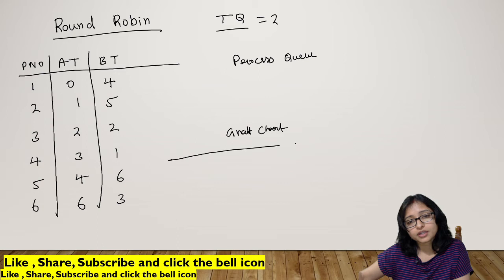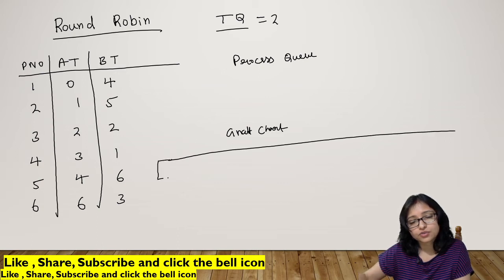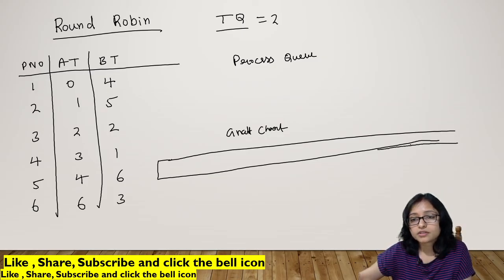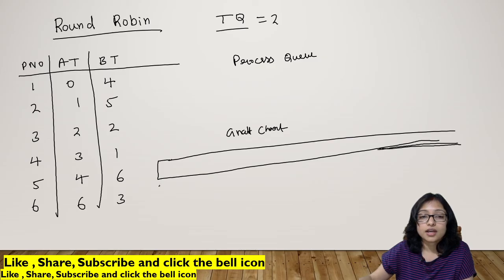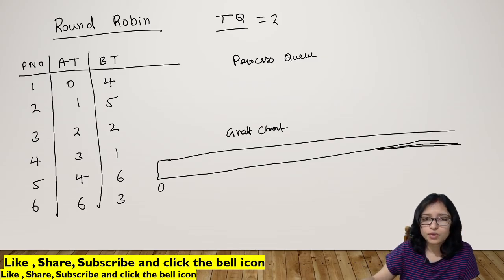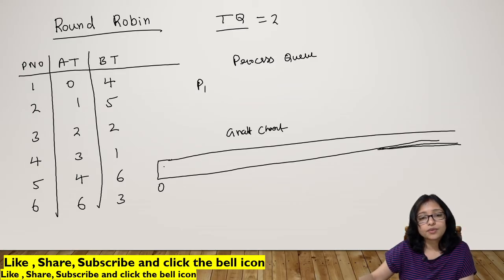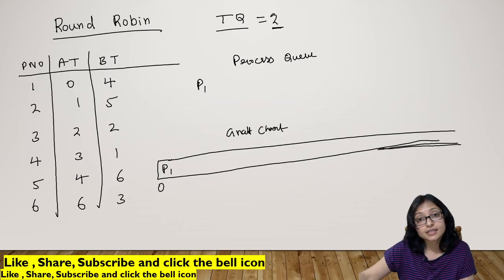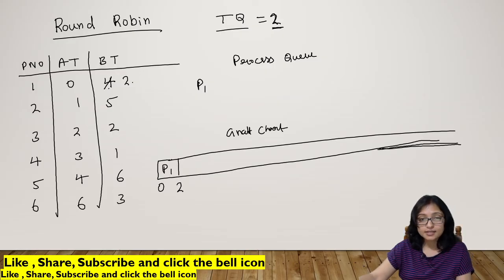If I am going for the Gantt chart, this is my Gantt chart. At time 0, who arrived? Only P1 arrived. So in the process queue also we write P1. Now P1 will execute a maximum of 2 units, the time quantum. Here the burst time was 4, so it will execute till 2, and now 2 milliseconds remain.